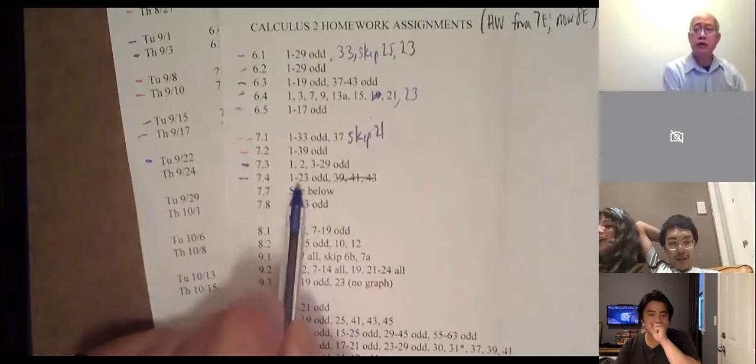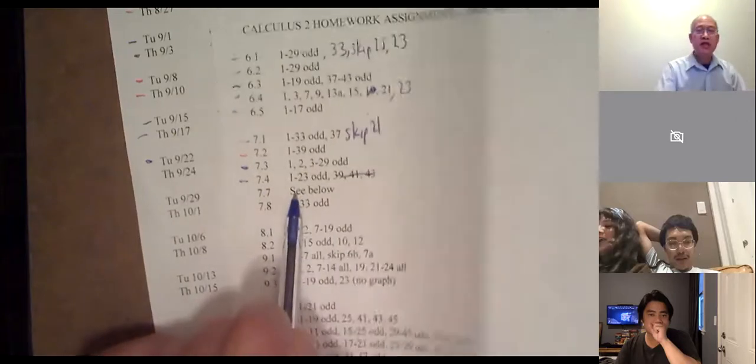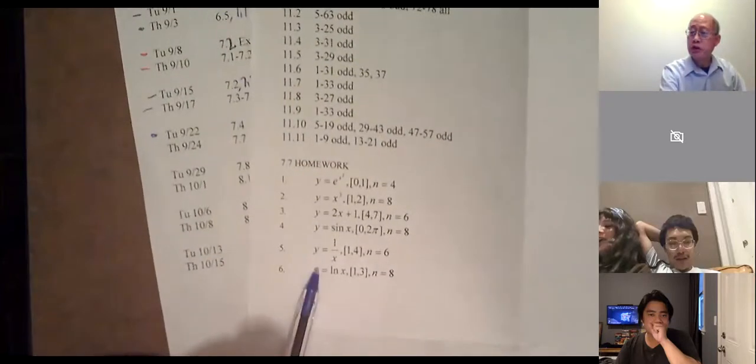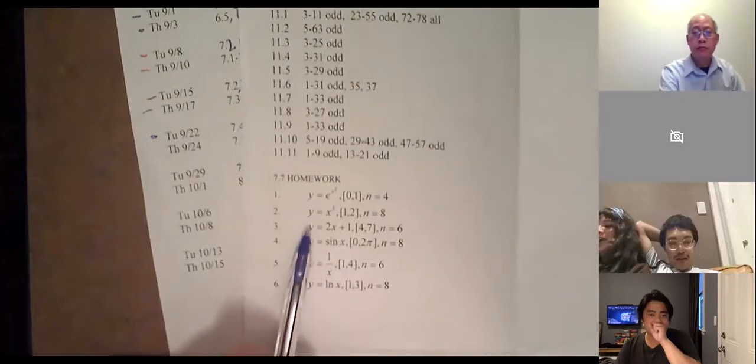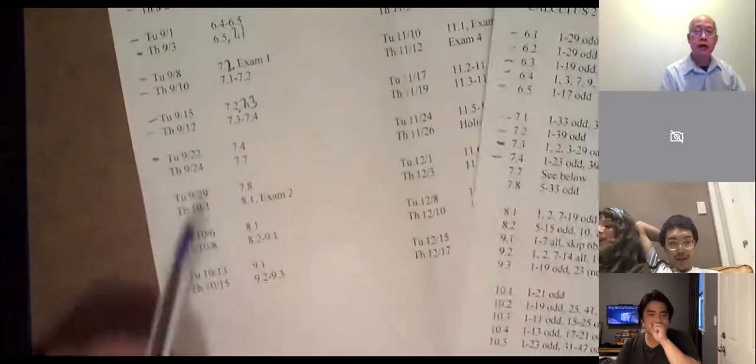So game plan, I would do some more of 7.4 and then do 7.7. And in 7.7, there are only 6 problems, of which I was going to do 3, half. So, you know, I do 3, you do 3. And there we go. Okay, so that's where we're at.